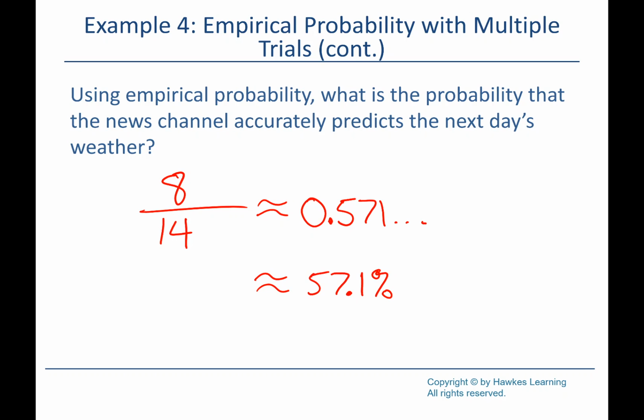Now, the only way we could do this as classical probability would be if we checked every day. We would have to have a list for every day that they've predicted the weather and the actual weather for every day. But that's going to be a lot of work. So instead, we're using this empirical probability idea. So with the cards, if we're drawing cards, we can figure out all the possibilities. We can figure out all 52 possibilities of what card we could draw. So we can do classical probability. Here, that's not practical.